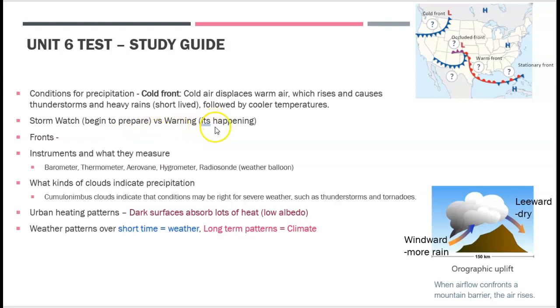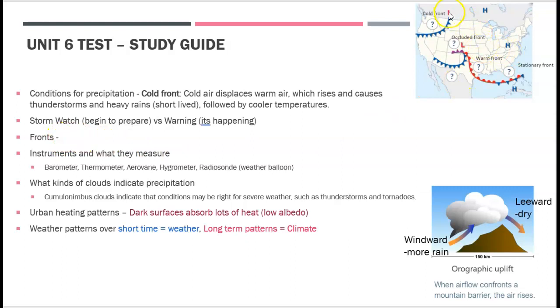A warning is when it is happening. It means that they've either spotted it or a meteorologist knows that the conditions in the atmosphere are causing that type of event to take place. So a warning is when you want to take shelter, when you want to start your action plan for whatever the storm is. On this unit test, you'll also need to know the different types of fronts.